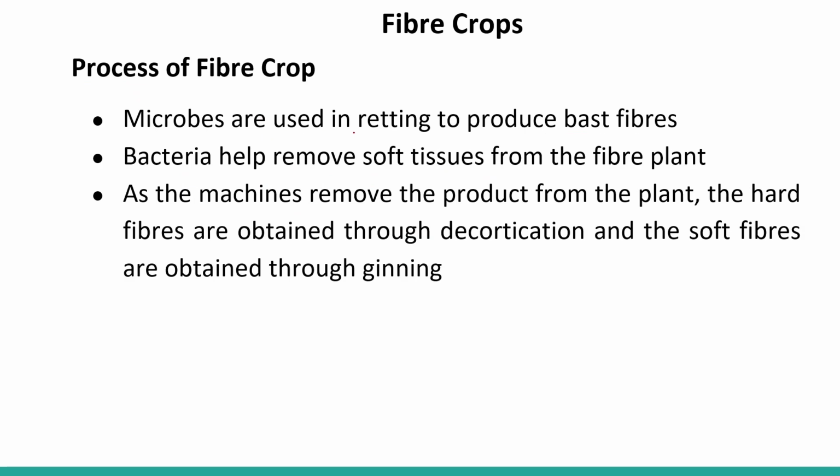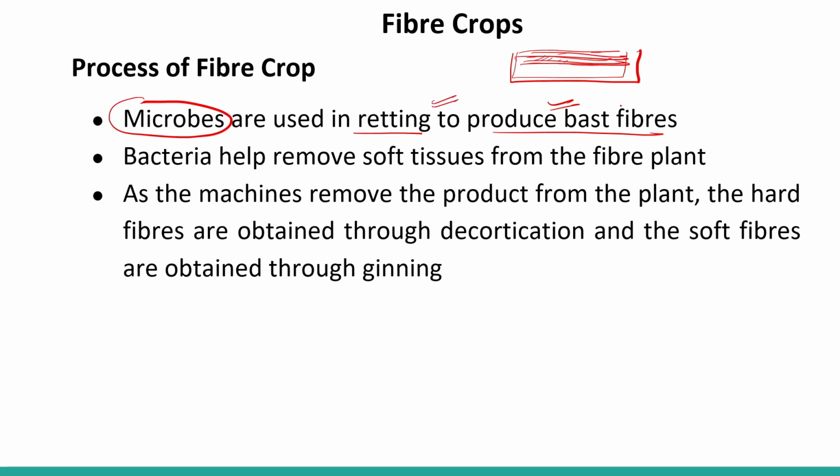Microbes are used in retting to produce the bast fiber. So there is a tank and we put the bast, that is the stem, with water, and it has a lot of bacteria. That causes retting. This process is called retting, and that produces bast fibers. The bacteria help to remove the soft tissue from the fiber plant, so only the bast fibers are left.